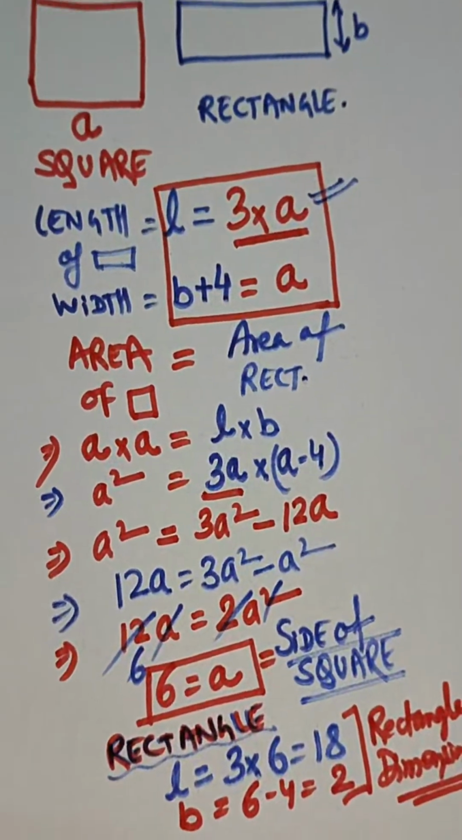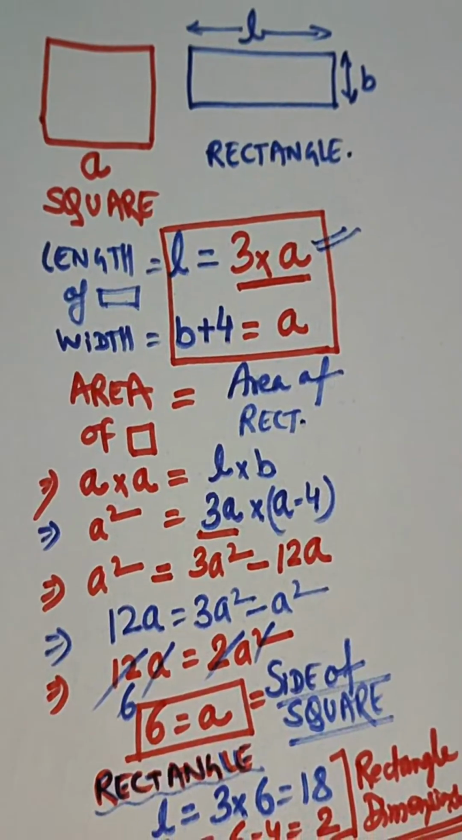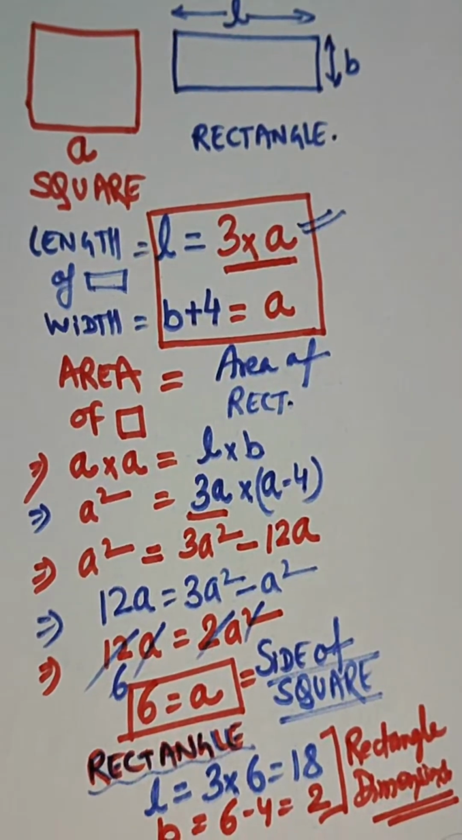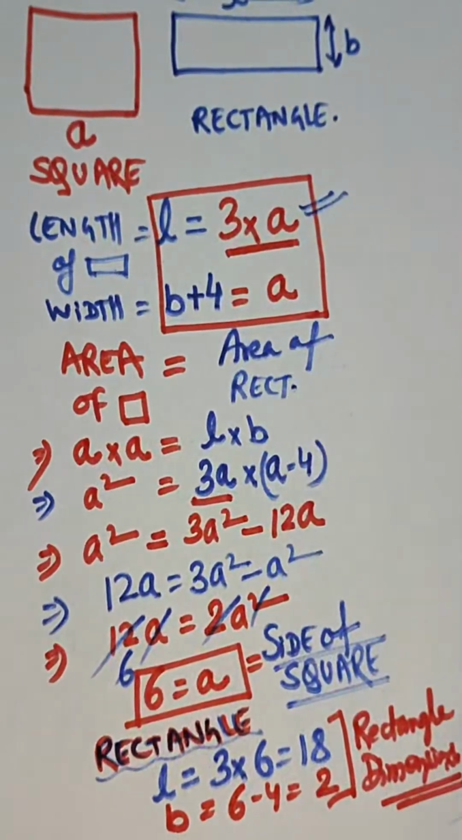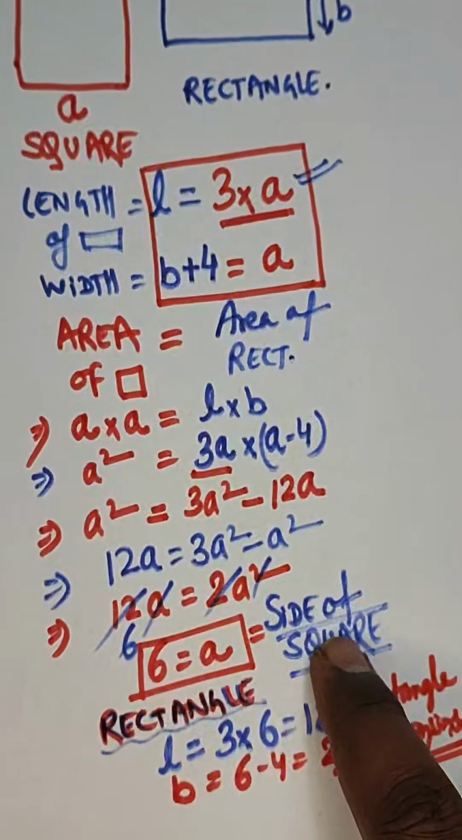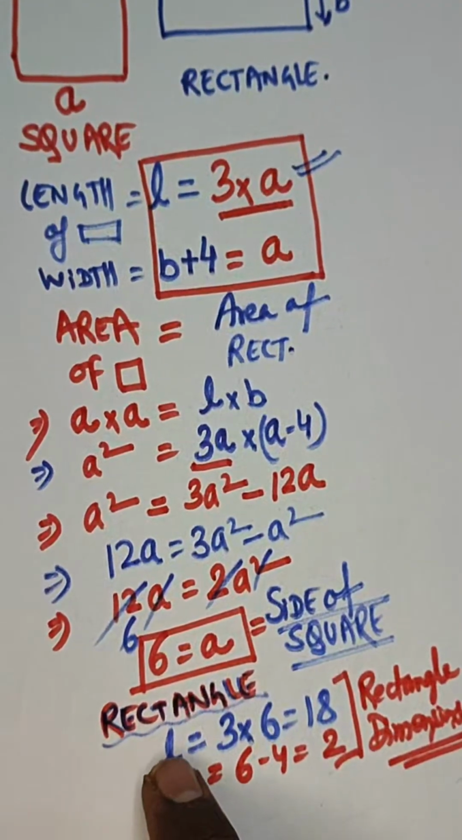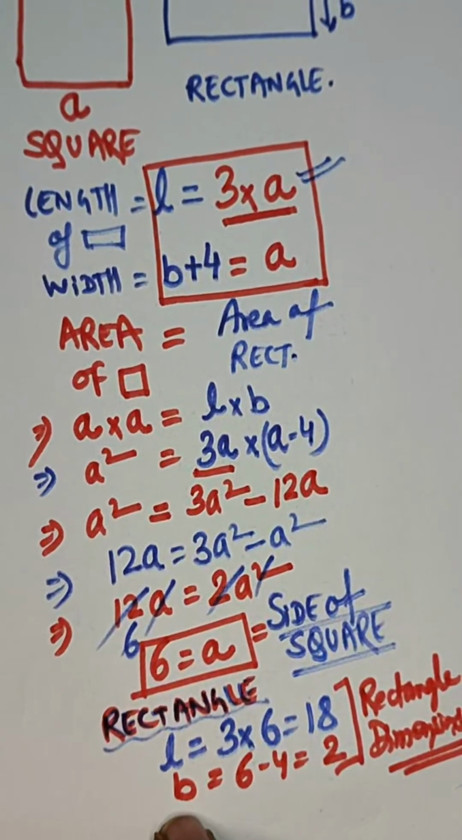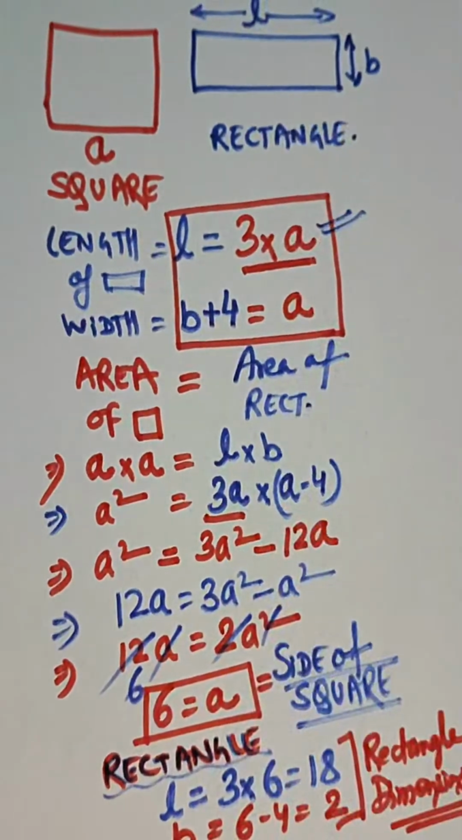So my dear friends, we can see how such questions can be solved. Basically this is a question from quadratic equations, but we are using the relations as given in the question to solve it, and finally we calculated the side of the square, and we calculated the dimensions of the rectangle also, that is length and breadth. And in this way this question is solved, my dear friends.